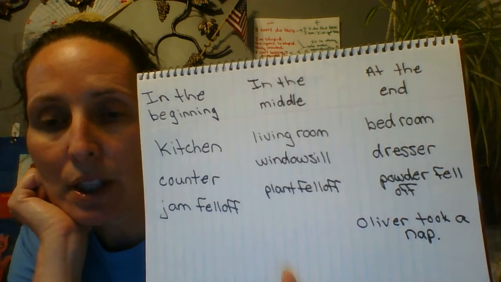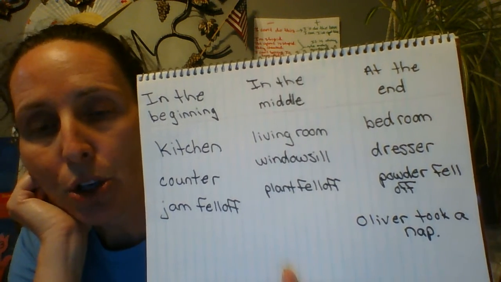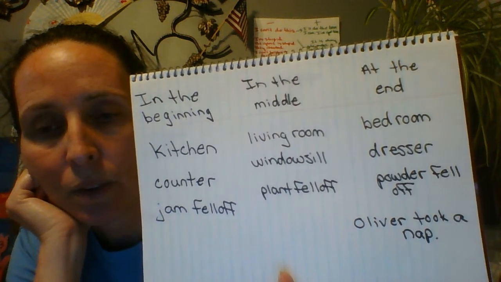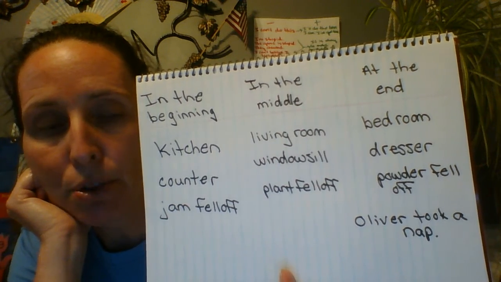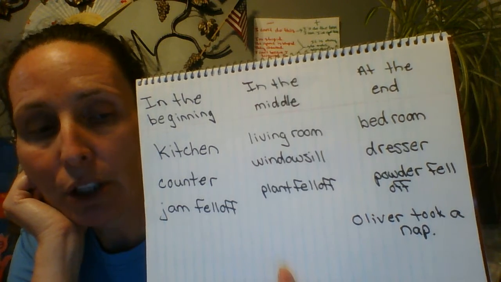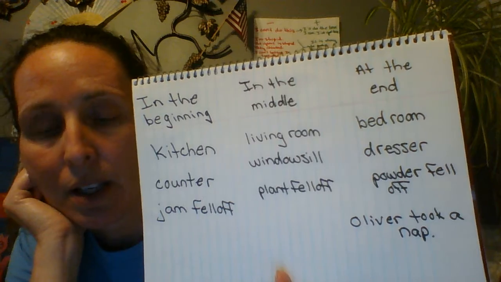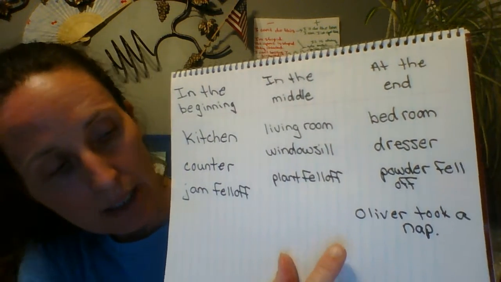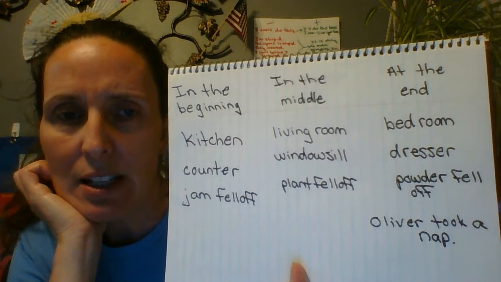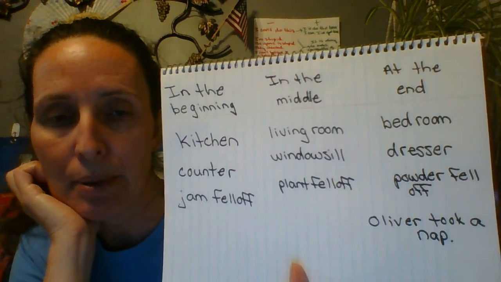All right. So the last thing we have to do is write about what Oliver did at the end. So you'll start with at the end. And then what might you write? Would you write that Oliver was in the bedroom? You should definitely write something about the powder falling off. Maybe even that it made a big mess. And then you can put finally, or at the very end, or at last, Oliver took a nap.